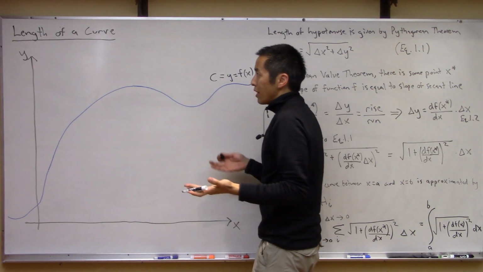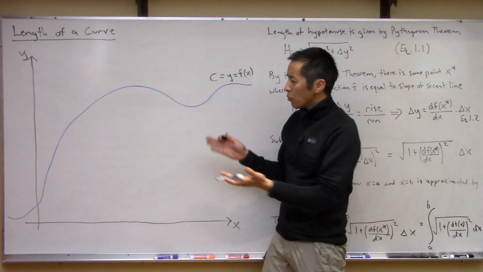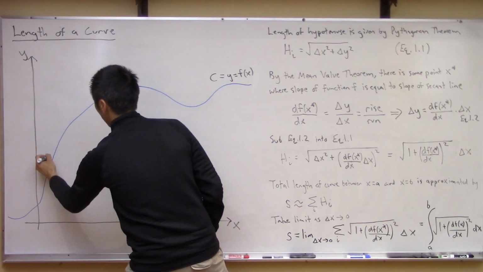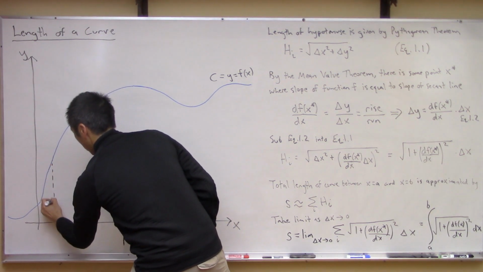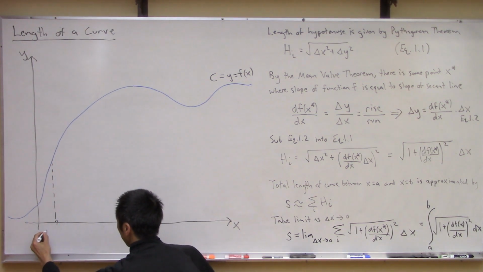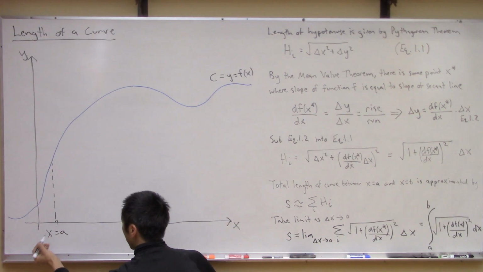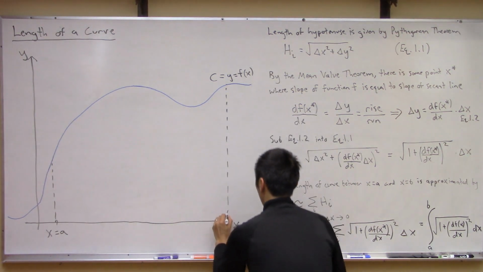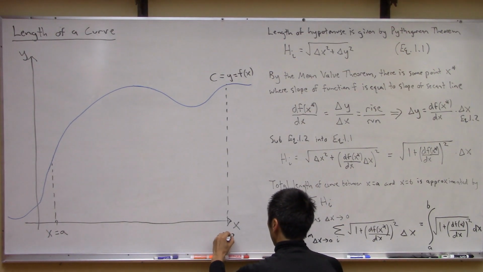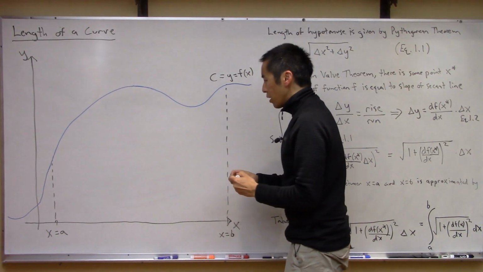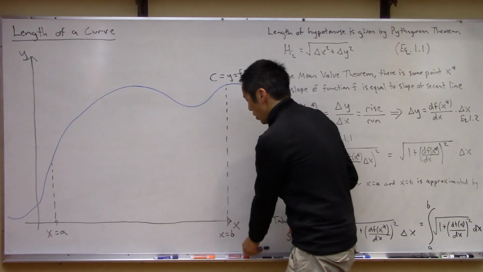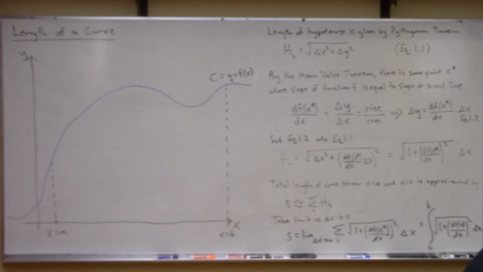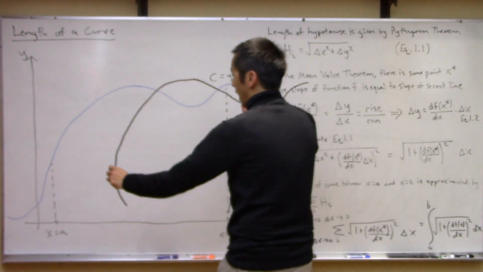So the idea with the length of a curve computation is I would like to look at a section of this function, between some independent variable x equal to some lower limit a, all the way up to some independent value of x equal to b. And I would like to understand what is the length of the blue line between x equals a and x equals b.